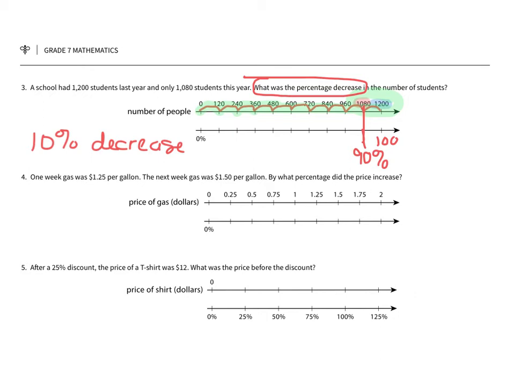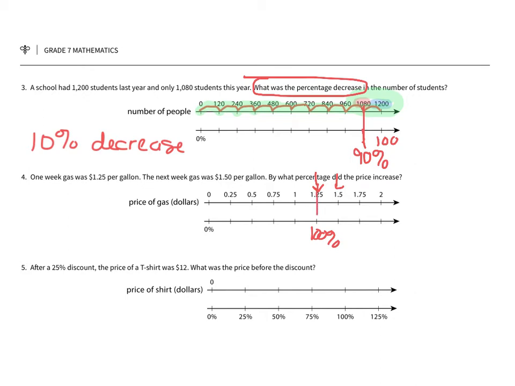Next question, 1 week gas was $1.25 per gallon. So that's right here on my double number line. That's going to be my 100%. The next week, gas was $1.50. That's right there on my double number line. By what percentage did the gas price increase?